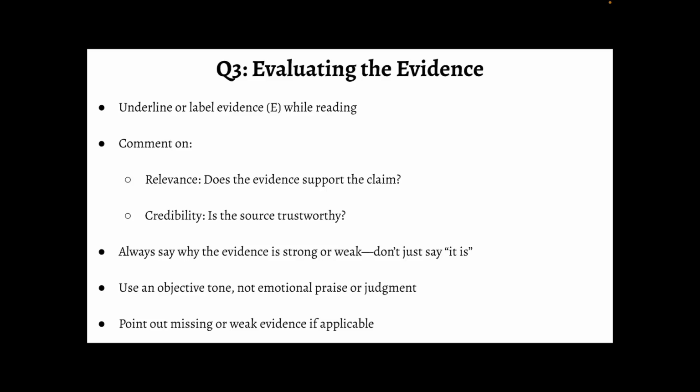So always say why the evidence is strong or weak. Let's say there's a piece of evidence that is very relevant, but it's not credible at all. That makes the evidence weak, and make sure you say this either weakens or strengthens the argument. So maybe there's a piece of evidence from a journal article, highly relevant. You want to say this strengthens and supports the argument, as the evidence is highly relevant and highly credible because it's an academic journal. Say why it is, and then say if it strengthens or weakens. Use an objective tone, not emotional praise or judgment, and point out missing or weak evidence if applicable.